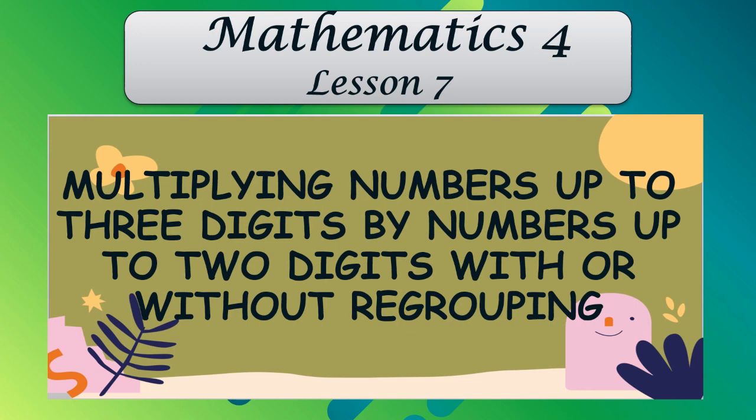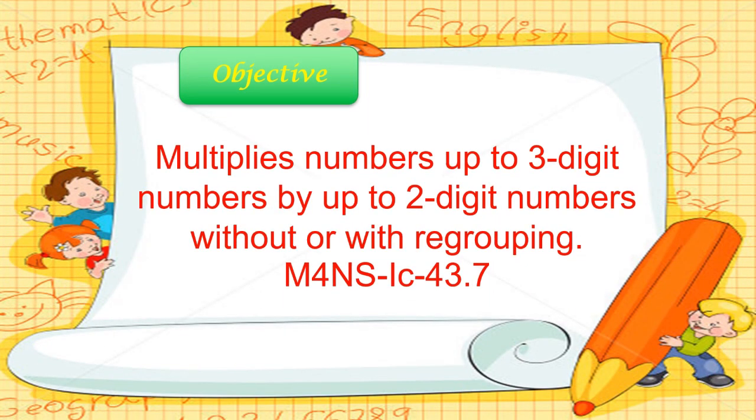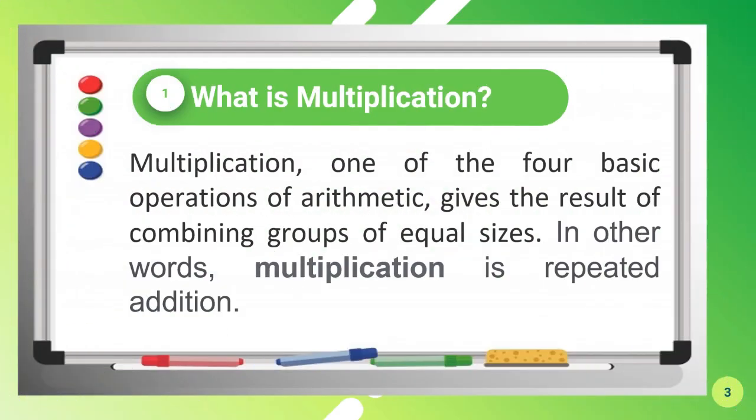Lesson 7. Multiplying numbers up to 3 digits by 2 digits number with or without regrouping. Objective. At the end of the lesson, the learner should be able to multiply numbers up to 3 digits by 2 digits number with or without regrouping. Let us first understand the concept of multiplication.